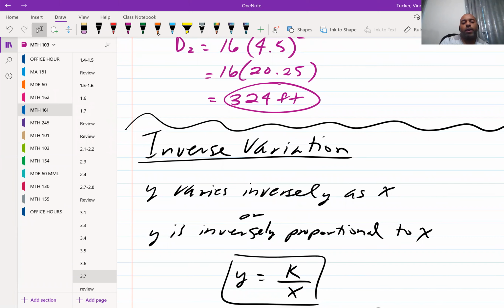All right, next one is varying inversely, or let's say inverse variation. So it's the same format, it's just that this keyword sets us up to have K over X instead of K times X. So direct variation does the multiplication, K times X. Inverse variation does K over X.